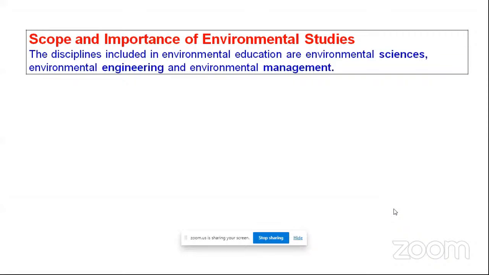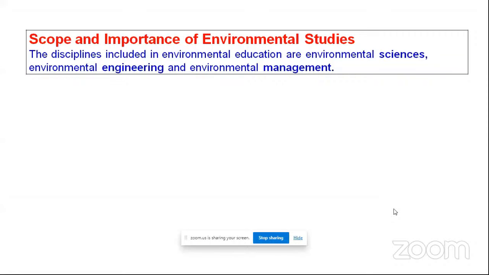Now, the disciplines included in environmental education generally are three. One is environmental sciences. They are basic sciences where fundamental concepts are deliberated. And then environmental engineering. Engineering always derives an application which is useful to human beings based on the scientific principle. And of course, on a larger pedestal, if the engineering has given some kind of application to human beings, society, and also the nation and international level, how to manage this.